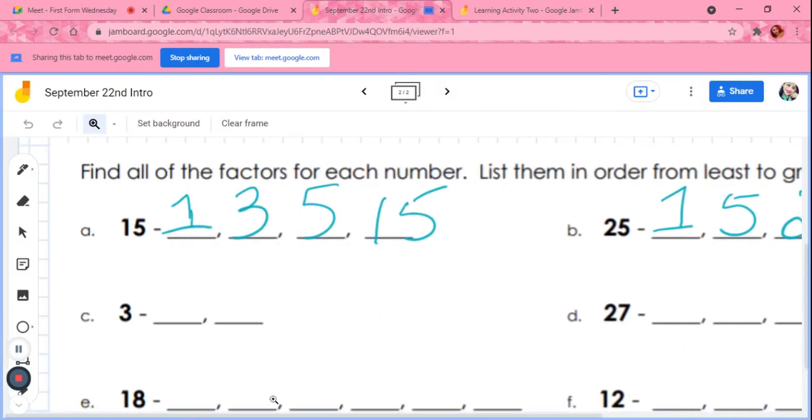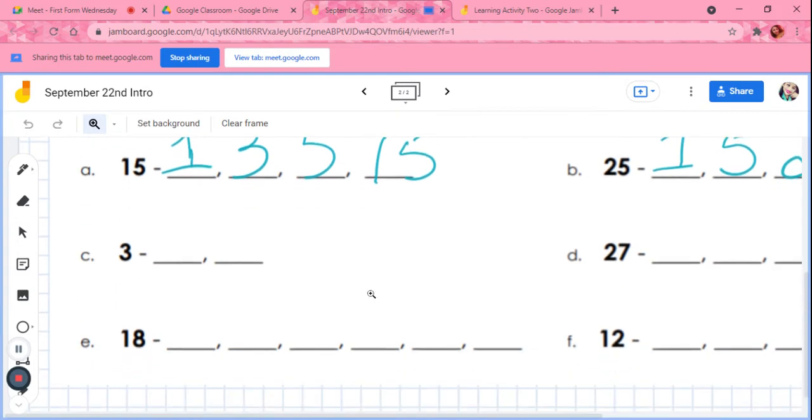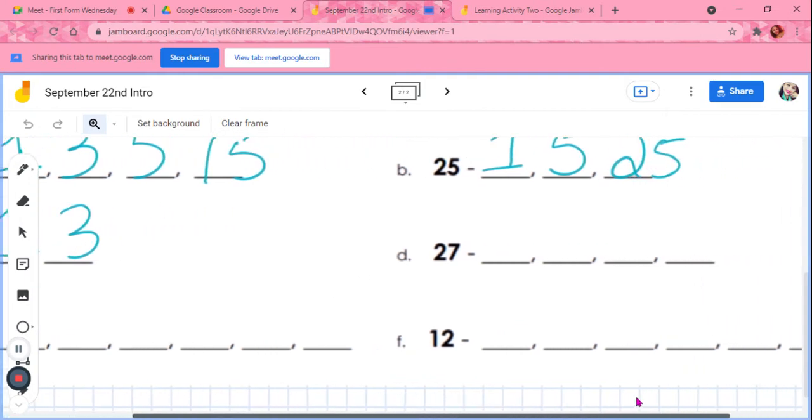Now we have 3. We only have 1 and 3, right? Very good. And 3 is a prime number. It won't have more factors.